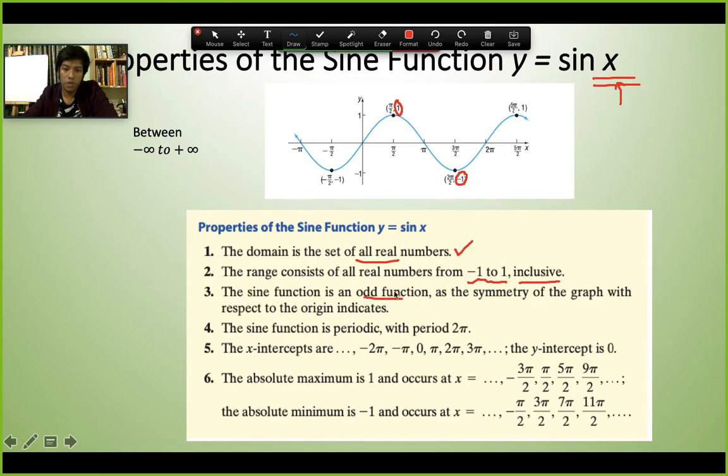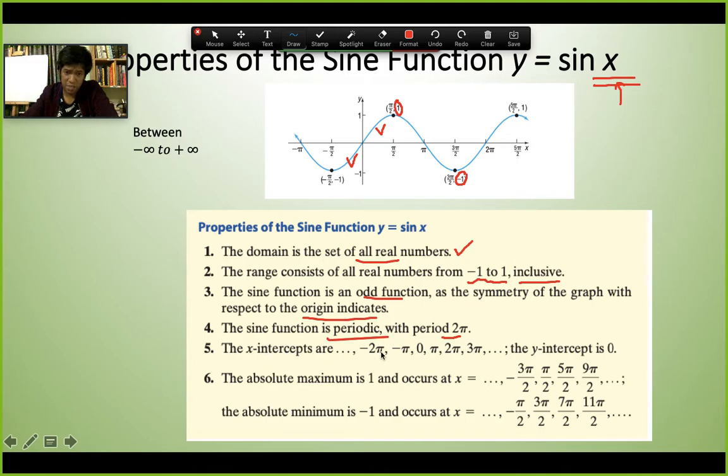The graph is an odd function. You can see this is symmetric with respect to the origin. Corner and corner are the same. So this is an odd function graph with respect to the origin. The sine function is periodic, and the period is 2 pi. We actually discussed this in our previous chapter also.